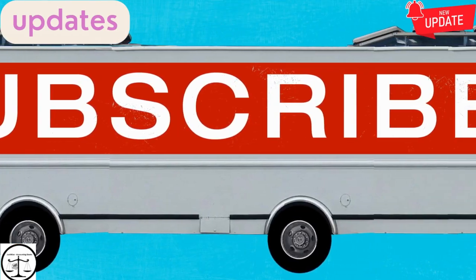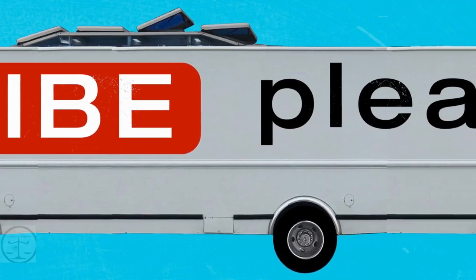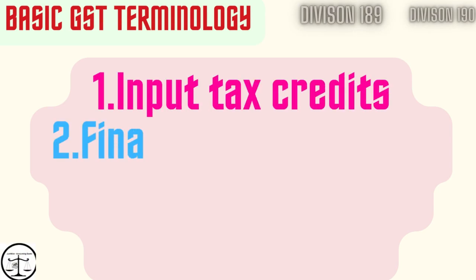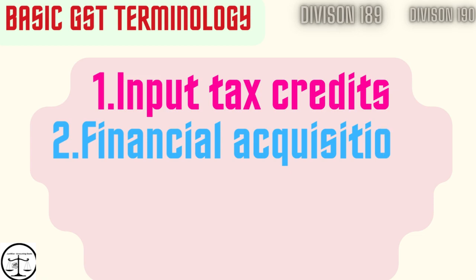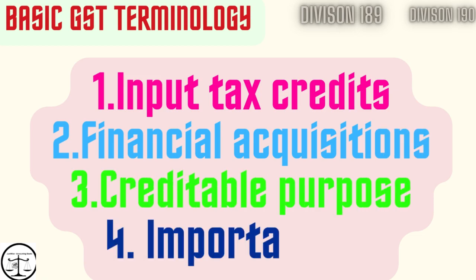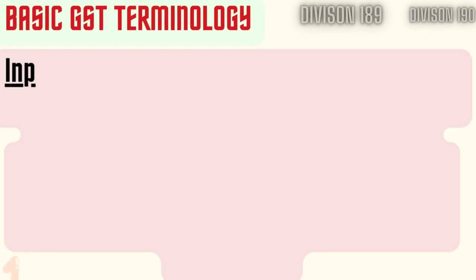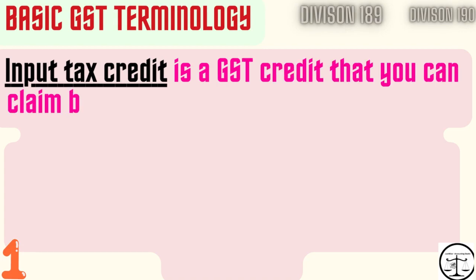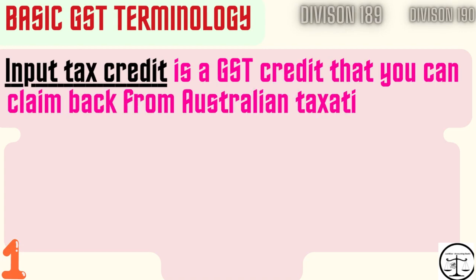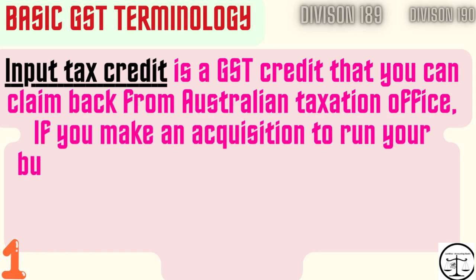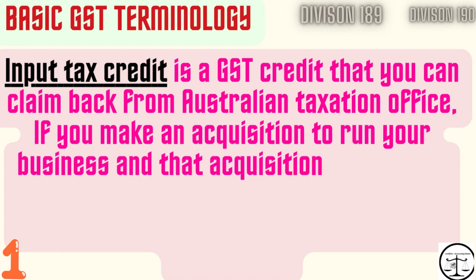We will explain the following terms in basic manner. 1. Input tax credits. 2. Financial acquisitions. 3. Creditable purpose. 4. Importations. Friends, input tax credit is a GST credit that you can claim back from Australian Taxation Office if you make an acquisition to run your business and that acquisition is not input taxed.